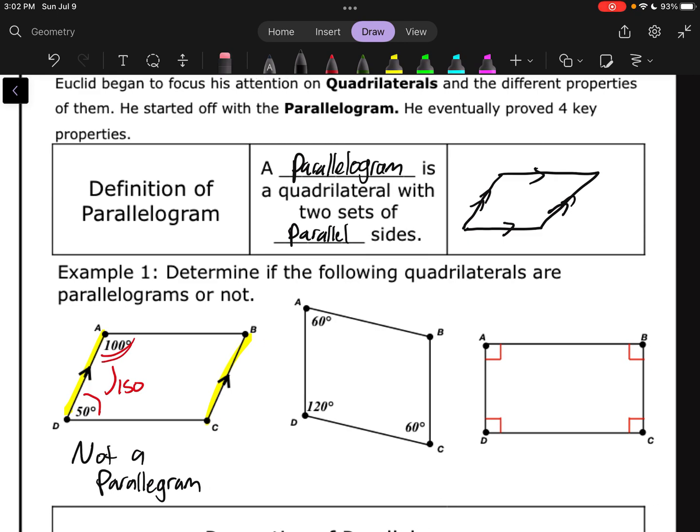However, on this next one, this 120 and this 60, that does make 180, which means that these 2 lines are parallel. So that's cool. And then at the same time, this 60 and this 120 does make 180, which means that these 2 lines are parallel. So we do have our 2 sets of parallel lines according to those consecutive interior angles, or same side interior angles, which means this is a parallelogram.